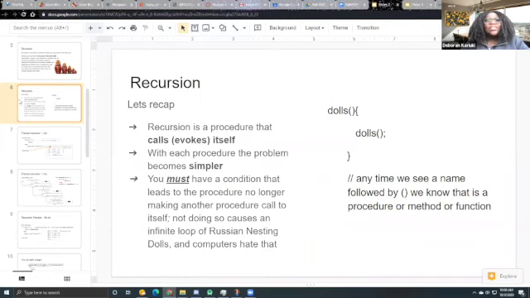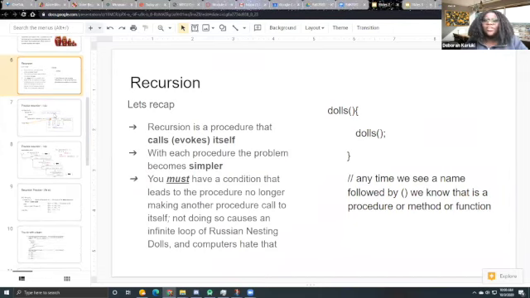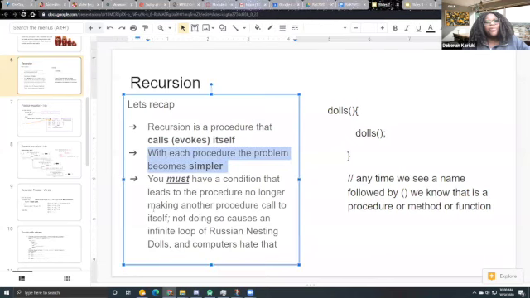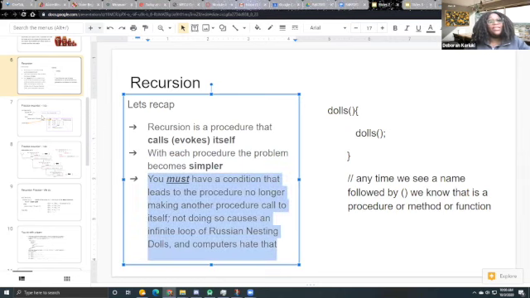All right, so this is a quick example of a procedure using the dolls. You would have a procedure, doll, that calls itself. So it's calling itself inside. Anytime we see a name followed by an open parenthesis, we know that is a procedure, method, or function. It's the same thing. Recursion is a procedure that calls or invokes itself. With each call the problem becomes simpler and simpler, and we will see an example in the next one.